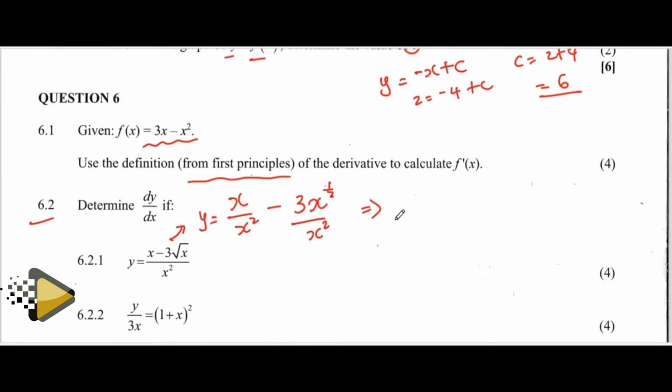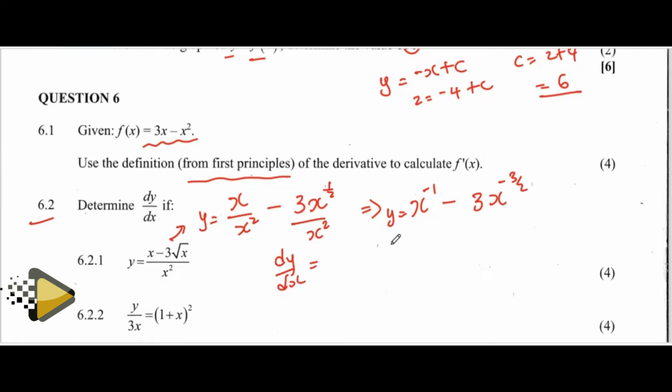So I'm still simplifying. This and that is going to give me x to the -1 minus, we know that half minus 2 is -3/2. Okay, so this is our new y. Now let's find the dy/dx.